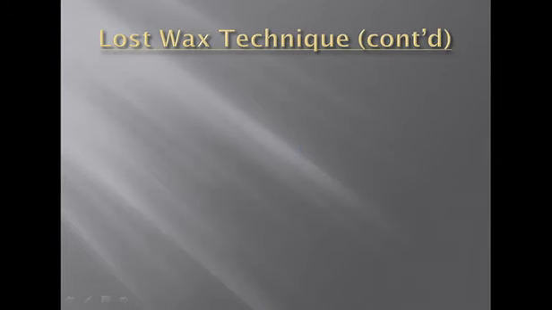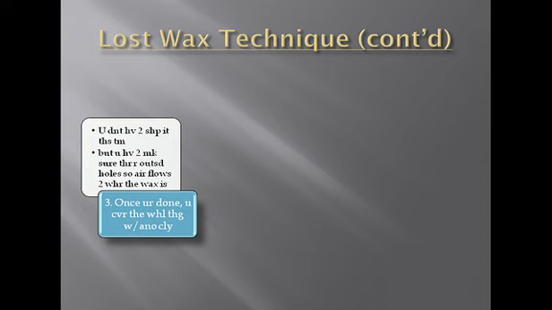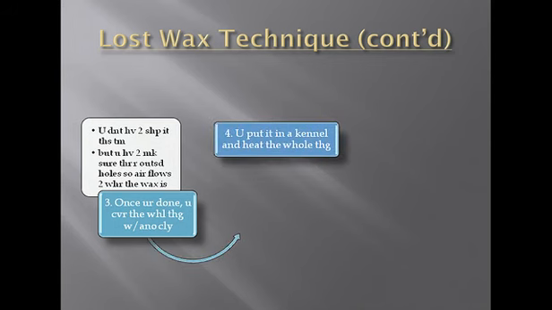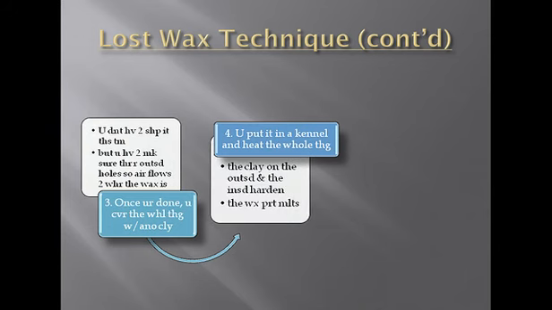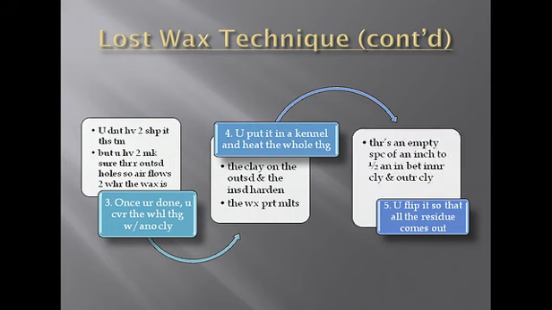The lost wax technique continued. Number 3, once you're done, you cover the whole thing with another clay. You don't have to shape it this time, but you have to make sure there are outside holes so air flows to where the wax is. Number 4, you then put it in a kiln and heat the whole thing. The clay on the outside and the inside will harden, and the wax part melts. Number 5, you then flip it so that all the residue comes out. Then there's an empty space of an inch to half an inch in between inner clay and the outer clay.